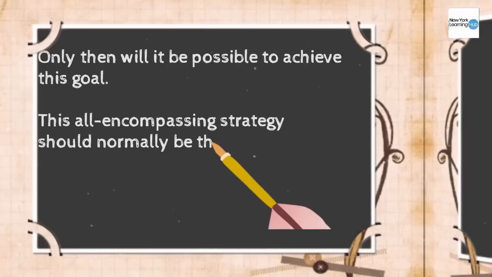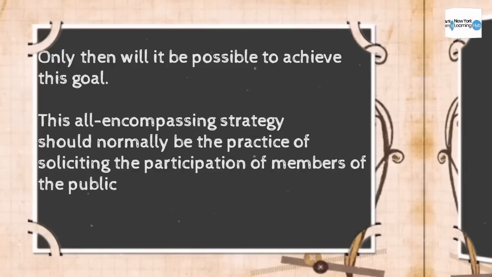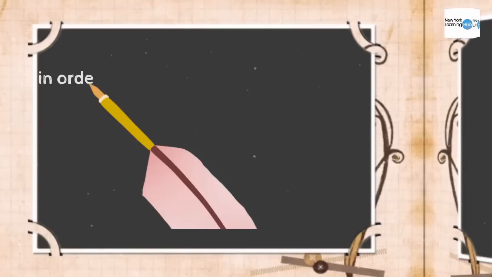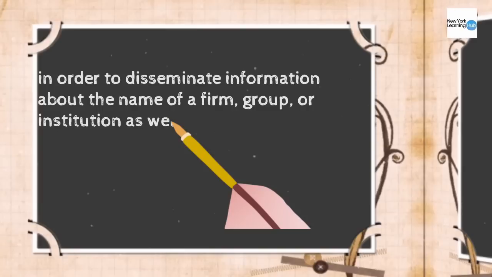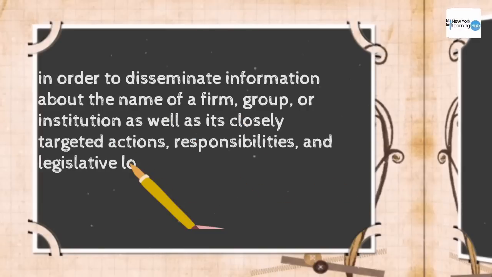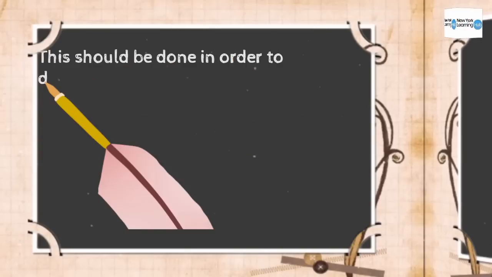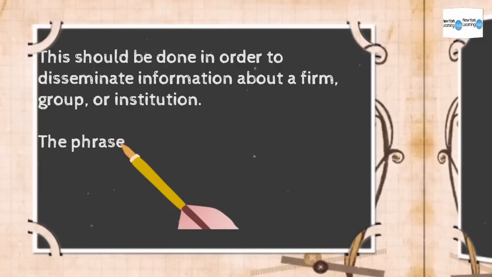This all-encompassing strategy should normally be the practice of soliciting the participation of members of the public in order to disseminate information about the name of a firm, group, or institution, as well as its closely targeted actions, responsibilities, and legislative lobbying.